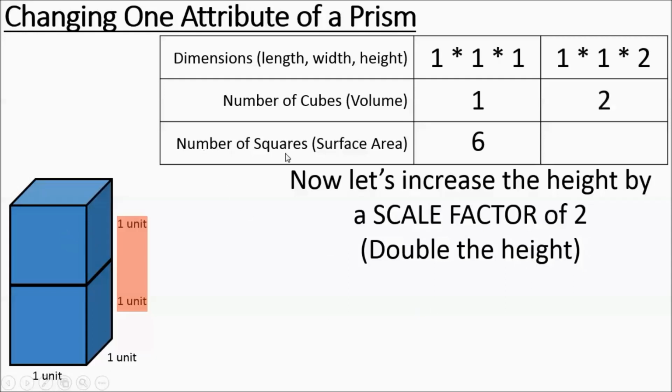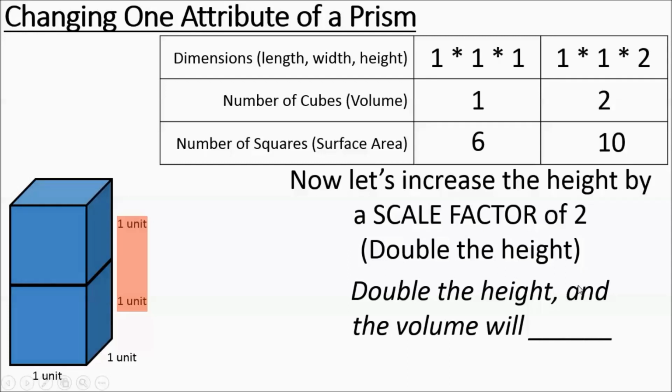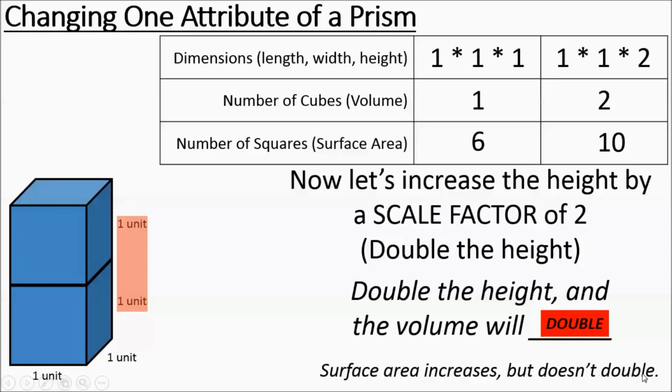The number of squares, we currently see 1, 2, 3, 4, 5 squares in this picture. That means there's 5 that we don't see as well. So that means we have a total surface area of 10. So when you double the height, the volume is also going to double. Now with surface area, when you doubled your height, the surface area did not double. It increased, but it didn't double. Just be aware that when you double the height, the volume also doubles. Surface area increases, but not doubled.